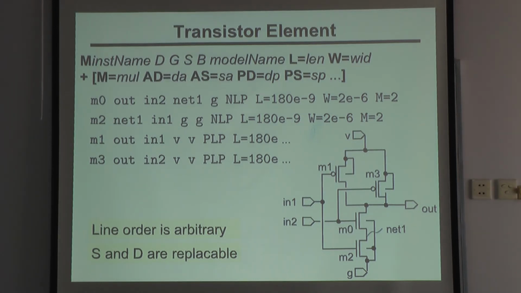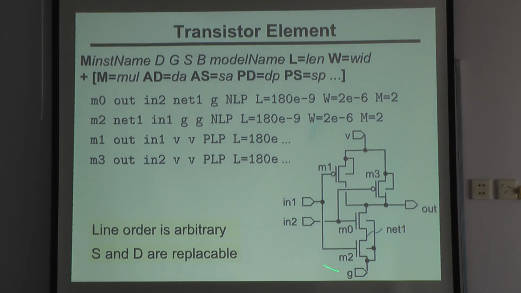On the schematic editors, each transistor symbol has many properties. In lesson 1, I told you about this, and you have to care about L, W, AS, AD, PS, PD, and other items can be skipped. All of these are converted into text like this. The line order is arbitrary, and source and drain are usually flexible.